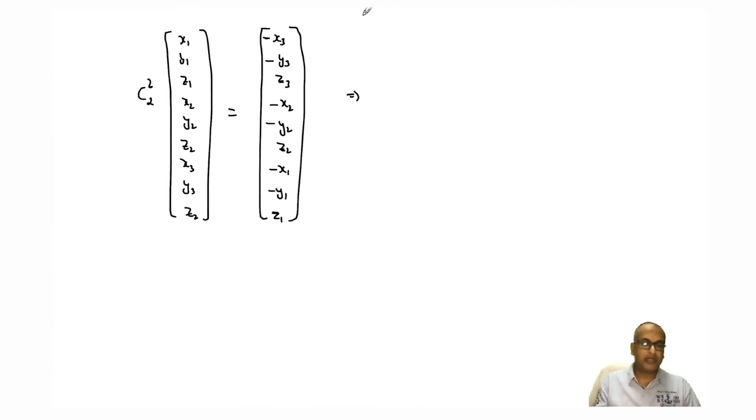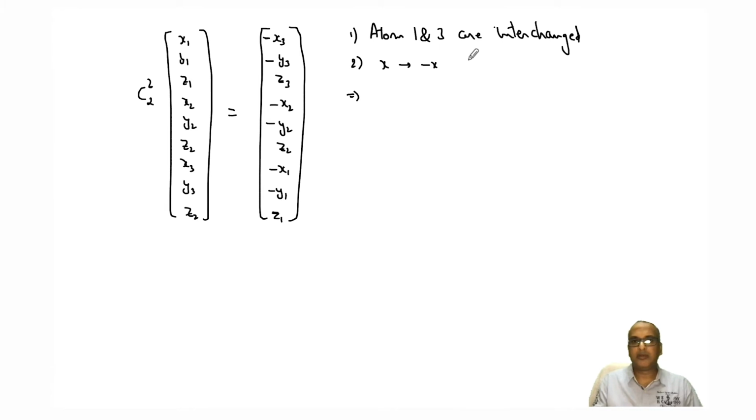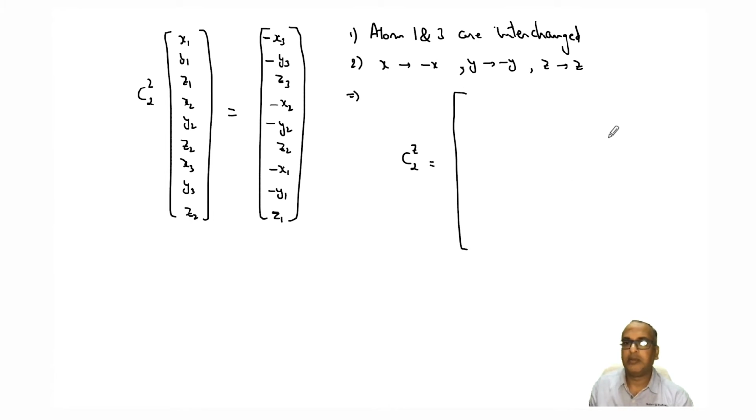So that means under C2Z we can say atom 1 and 3 are interchanged, and the second effect is x goes to minus x, y goes to minus y, and z remains as z. These are the changes which are happening. So then how would my matrix look like here? Because we need to write the matrix to be able to write the character.